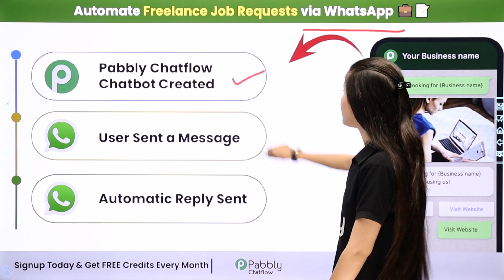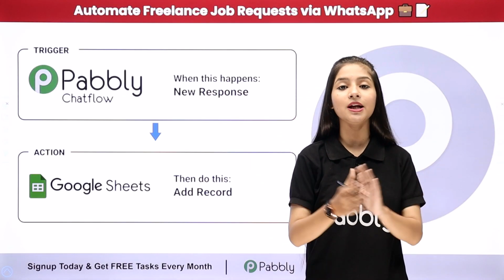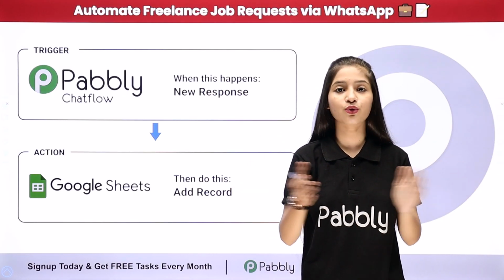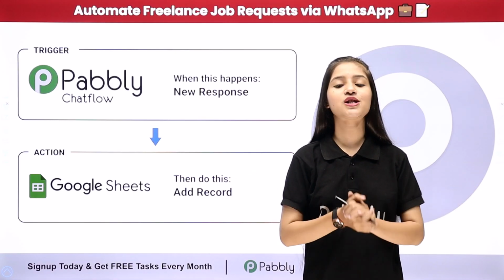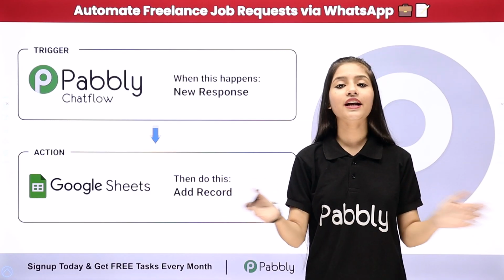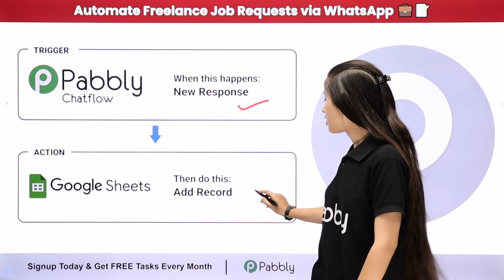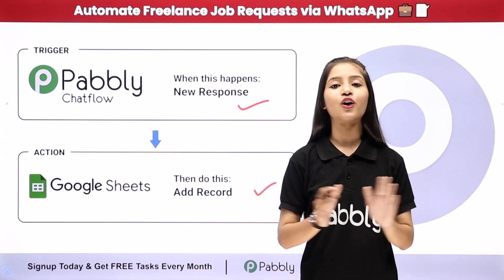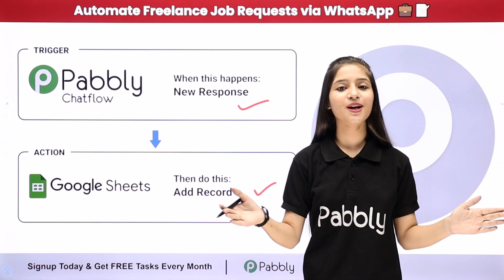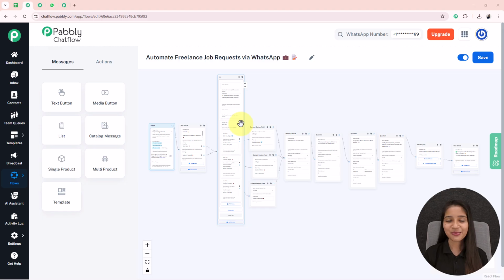In this video, we will also learn how you can store your user data, that means their name, email address, resume into your Google Sheet. That will only be possible with the help of automation software named Pabbly Connect, where I take my trigger application as Pabbly Chatflow and action application as Google Sheet. So now to see the working of this amazing automation and learn the process step by step, let's go to my screen. Welcome to my screen everyone.